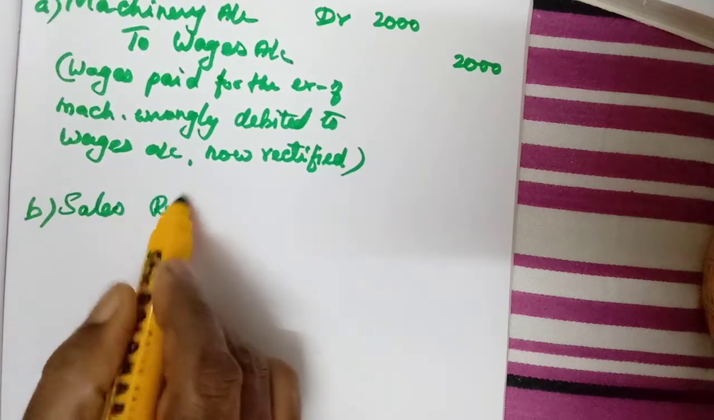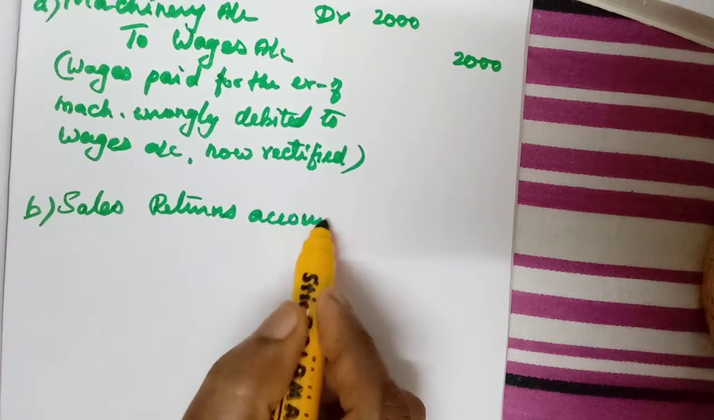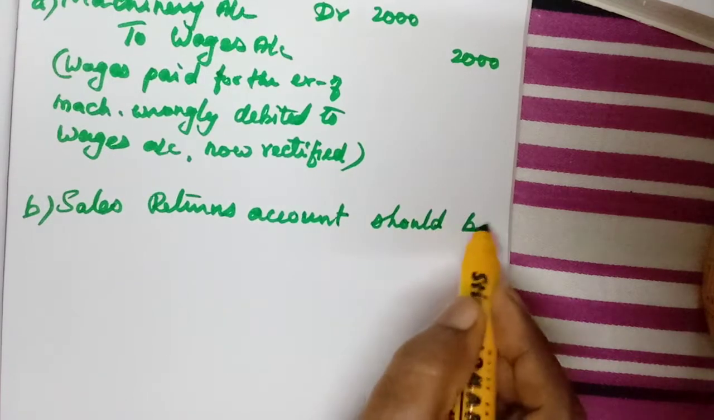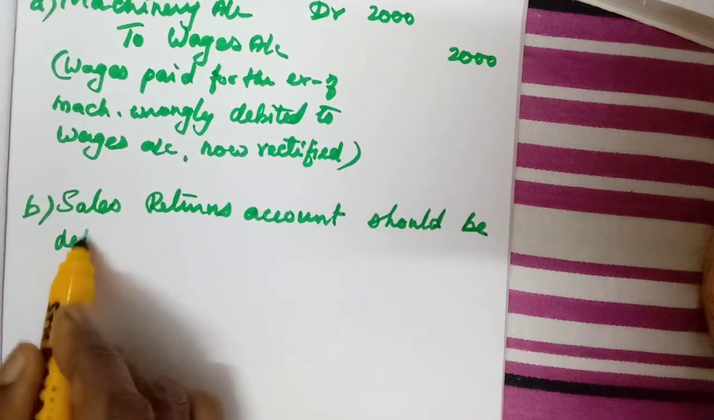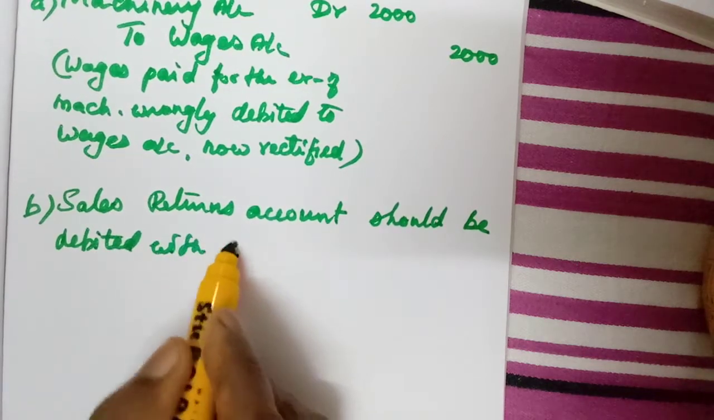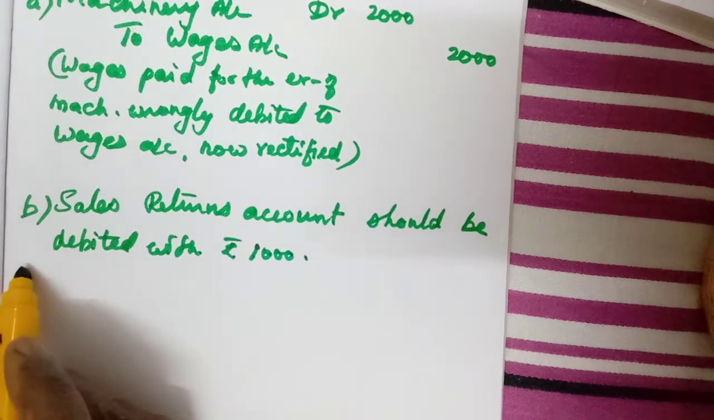So sales returns account should be debited with rupees 1000. Okay, then C.